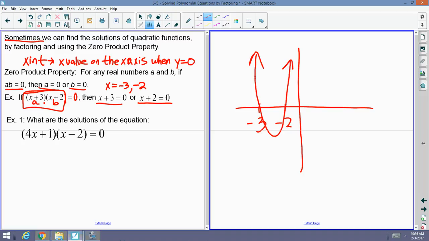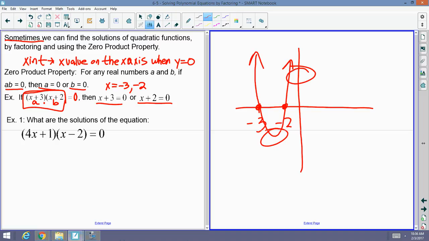That is not an accurate graph. This vertex I made up. I didn't show you where it went through the y-axis. But what I am showing you is the representation of what we're finding today. We found here that x equals -3 and -2. What we know for a fact is that we have a quadratic function going through those two exact points. Does that make sense?